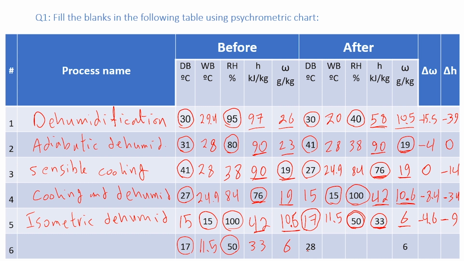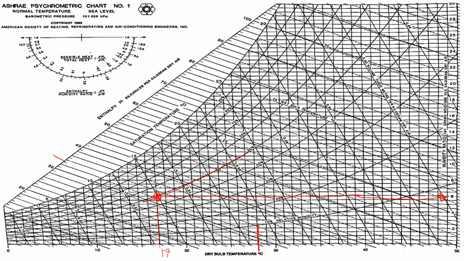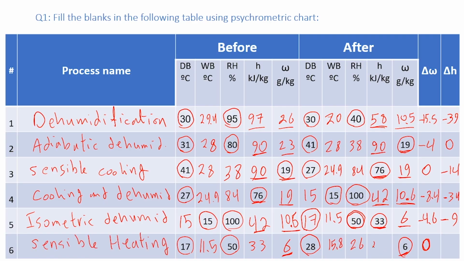So the second point is dry bulb 28 degrees Celsius and omega is 6. We can see here omega is constant, meaning that delta omega is 0. This indicates that the process is horizontal with no addition or removal of water. So this is 28 degrees Celsius crossing with omega equals 6. We can see the process is horizontal and going from left to right, so it is sensible heating. Delta H in this case is 44 minus 33, which is a positive value, 11 kilojoule per kilogram.